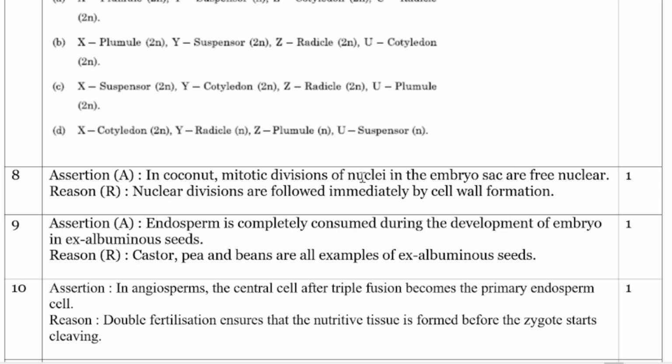Assertion: in angiosperms, the central cell after triple fusion becomes a primary endosperm cell. It is correct because we know that the polar nuclei will fuse with the male gamete to form the primary endosperm nucleus. Meanwhile, the central cell will turn into the primary endosperm cell. Reason: double fertilization ensures that nutritive tissue is formed before the zygote starts cleaving. See, after double fertilization happens together, later only the embryo sac formation precedes embryo development. So here again, assertion is true, reason is false.